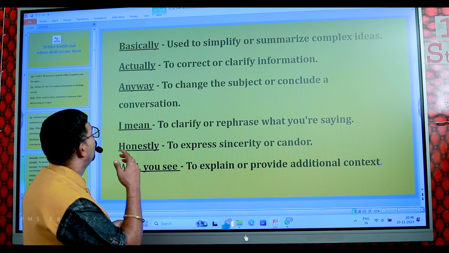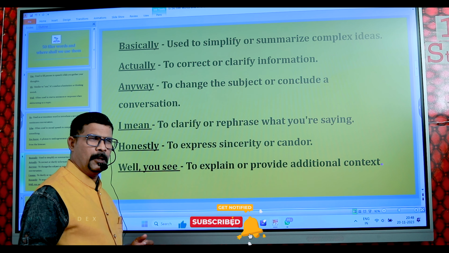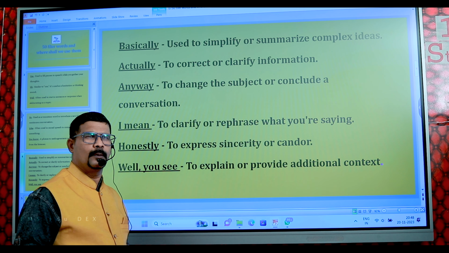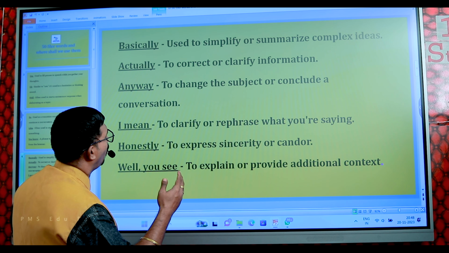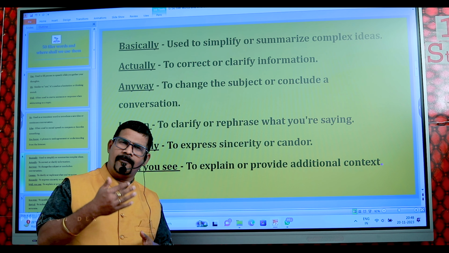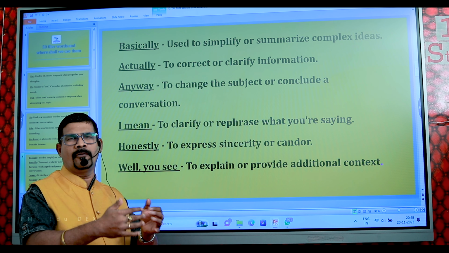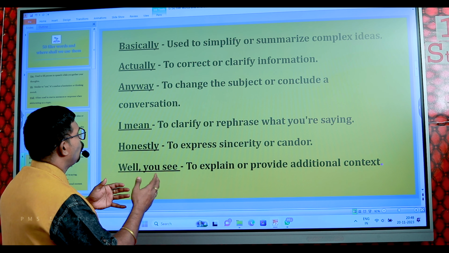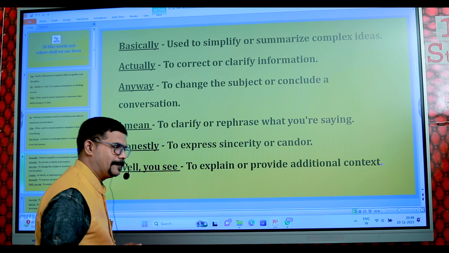Basically, used to simplify or summarize complex ideas. So when you have a conversation, we often use "basically". Actually, to correct or clarify information. When you use the filler word "actually", it clarifies an idea or a sentence and gives meaning. Anyway, to change the subject or conclude a conversation. If you're trying to conclude your conversation or change topics, we say "anyway".